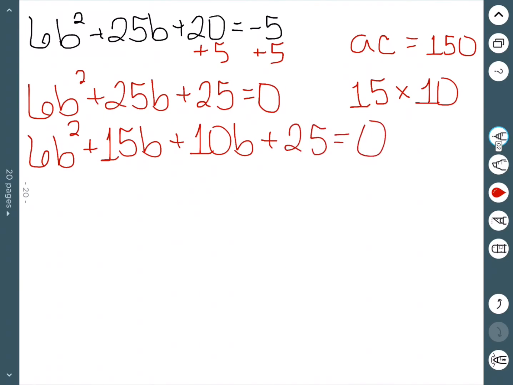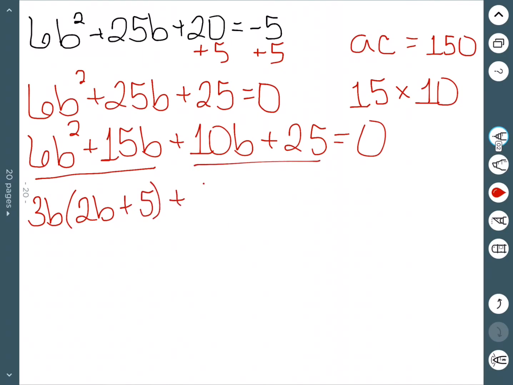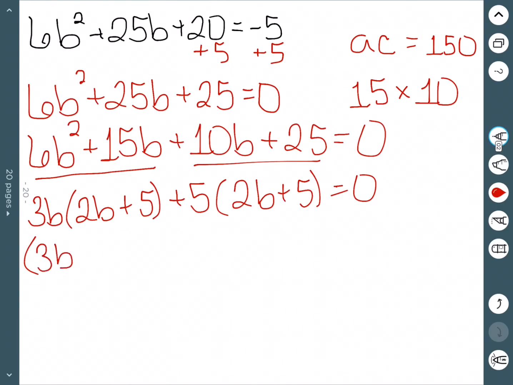And we'll now do it by grouping. My first two terms only have a b in common, rather a 3b in common. I'm then left with 2b plus 5. My second terms have a 5 in common, and I'm left with 2b plus 5. And then I can factor and get (3b plus 5) times (2b plus 5). And we are almost done.